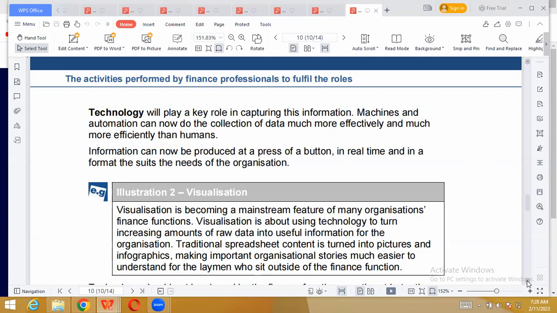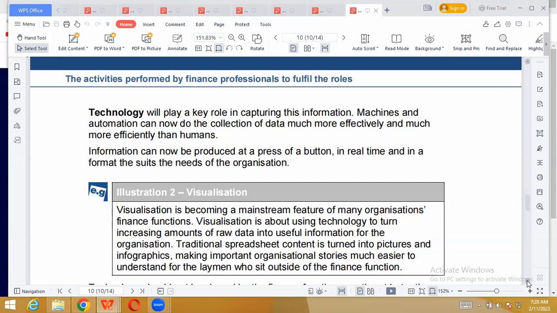Machines and automation can now do the collection of data much more effectively and much more efficiently than humans. You know, guys, when you are capturing information, normally these things, they are done by the machine. Capturing, processing, you know, converting data into information. So machines can be able to do these things. So technology plays a very key role into capturing of information.